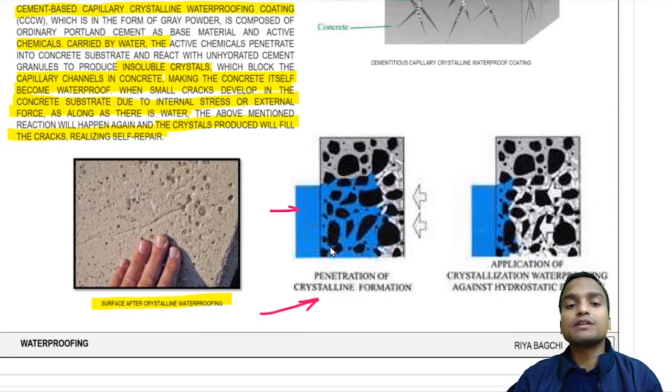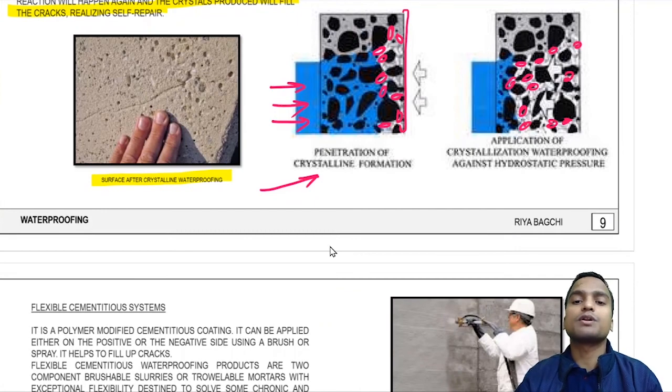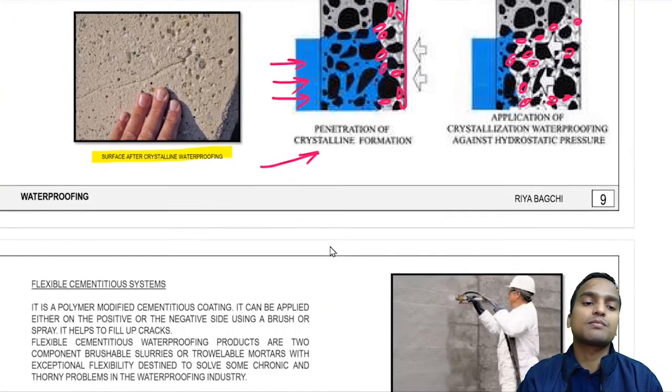So what is happening? Water is trying to come into the concrete structure, and here we have done a negative side waterproofing system on this side. So what will start forming? Crystals, and these are the crystals which will start blocking the concrete capillary action. Okay, and as long as there is water, more and more crystals will form, and the entire concrete structure will become impervious to the water. So this is how crystallization waterproofing is applied against hydrostatic pressure.